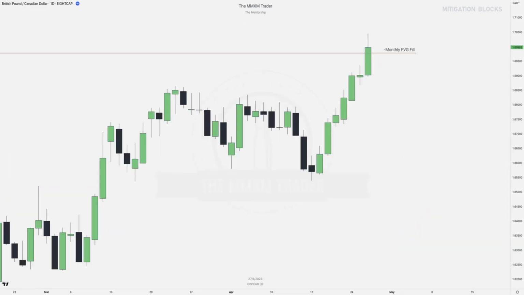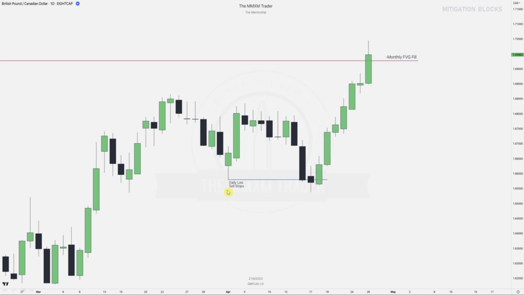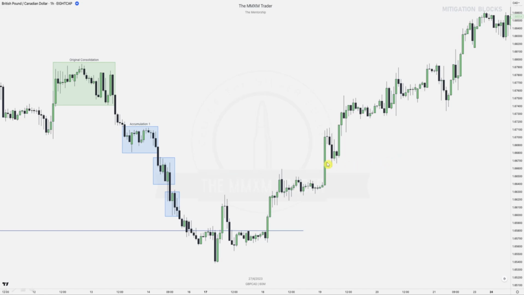Right, we've got a British pound Canadian dollar daily chart. We filled up a monthly fair value gap right here. Took out these daily sell stops down here. So we went from external to internal. What does that look like on the 1 hour chart?